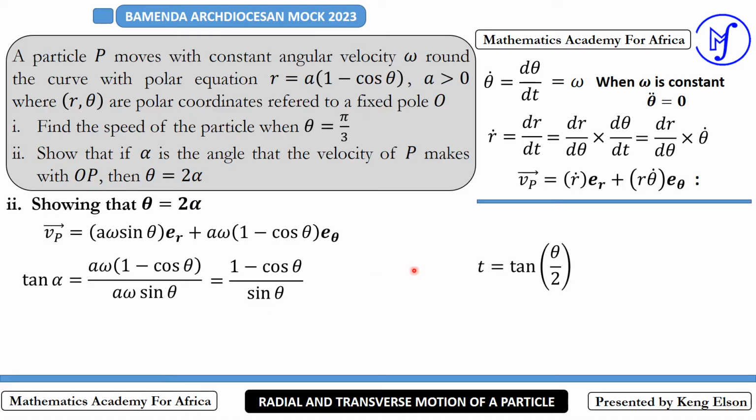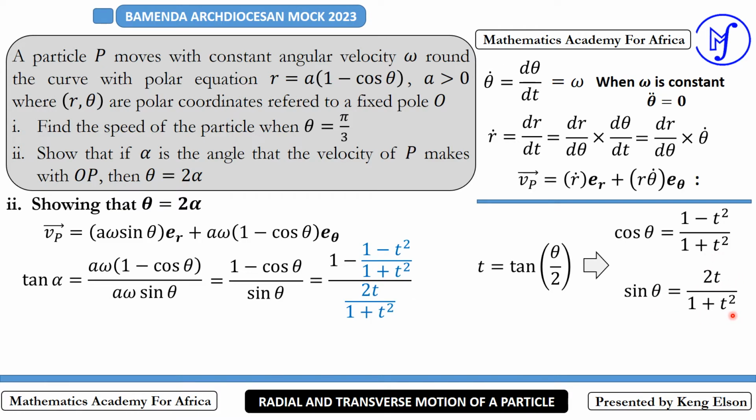Now we are going to use the half angle identity, which says that whenever t is equal to the tangent of theta on 2, then we have that the cosine of theta is 1 minus t squared on 1 plus t squared, and the sine of theta is 2t on 1 plus t squared. So replacing cos theta with 1 minus t squared on 1 plus t squared and replacing sine theta with 2t on 1 plus t squared, we can simplify to get tan alpha to be 1 plus t squared minus 1 minus t squared, all divided by 2t. So the numerator will simplify to 2t squared and the denominator remains as 2t.